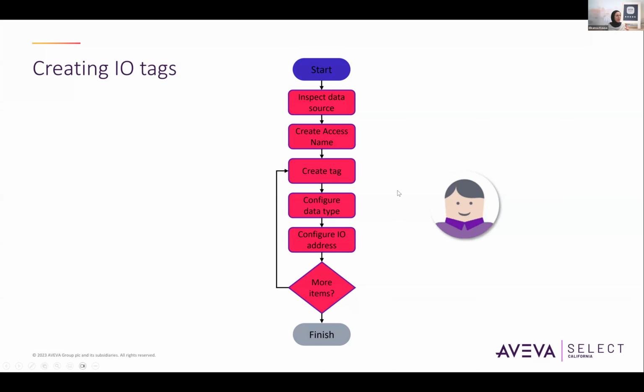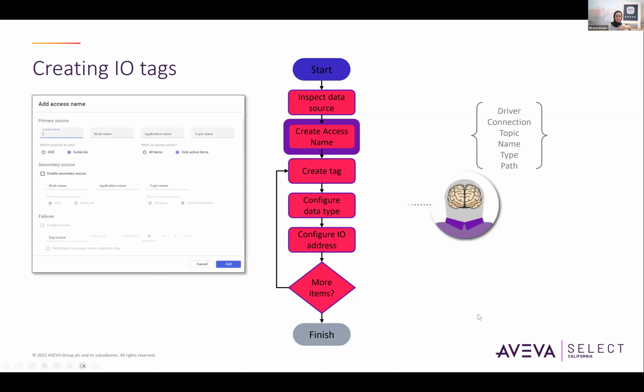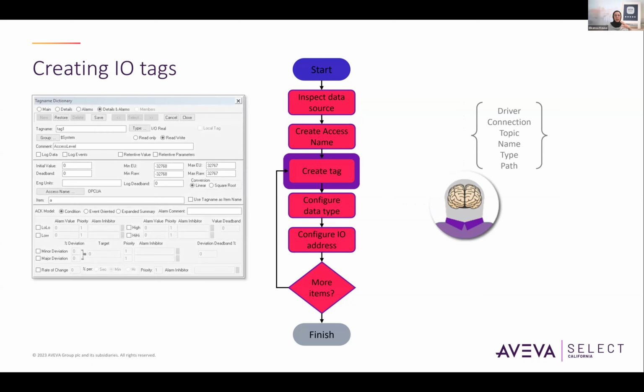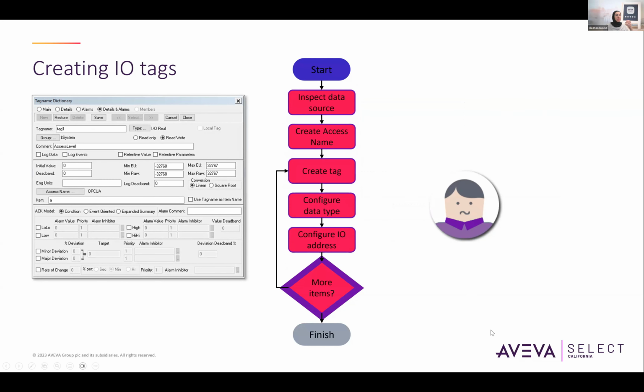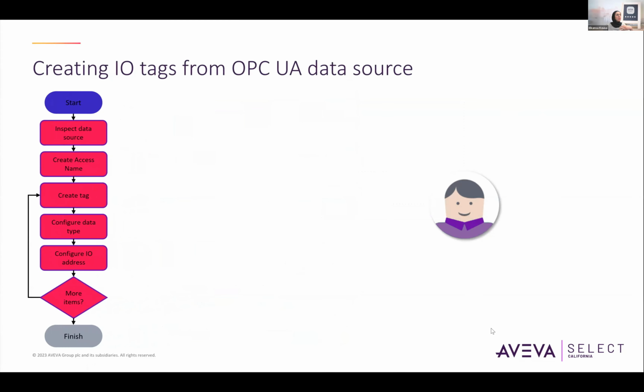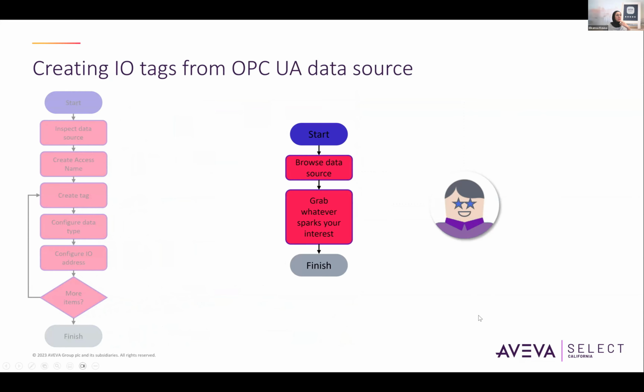So in the past, you would have had to create IO tags, including importing the IO list from the data source, and creating access names. Those are the names or the nodes that talk to your OI server or communication drivers. Then you get into creating the tags, defining or configuring data types and IO addresses. And well, this user is not very happy with that. So now AVEVA came up with this nice feature of OPC UA browsing. This user is happy now.